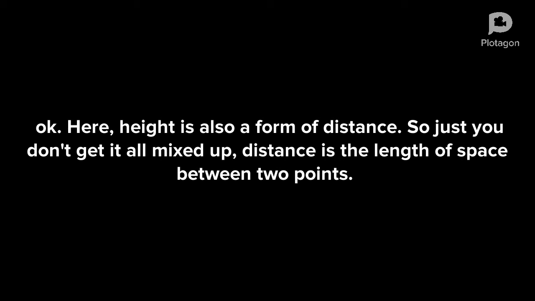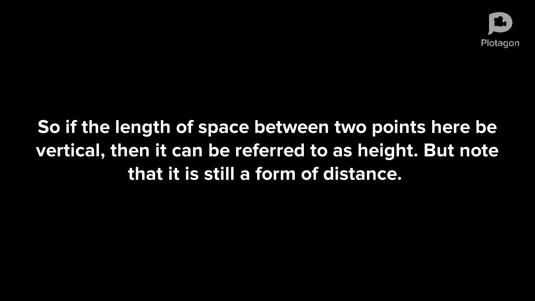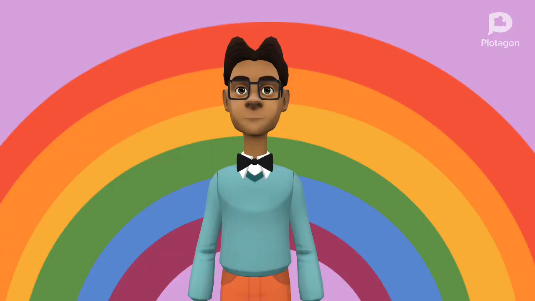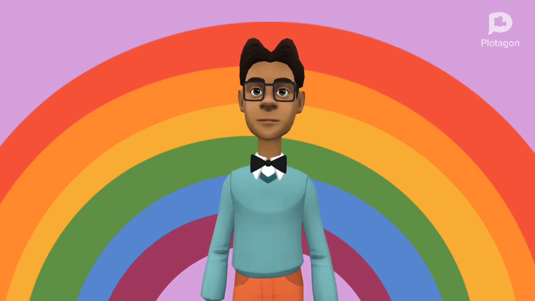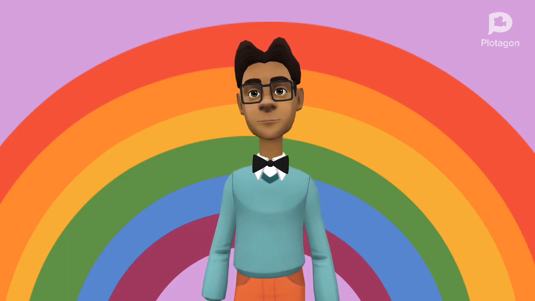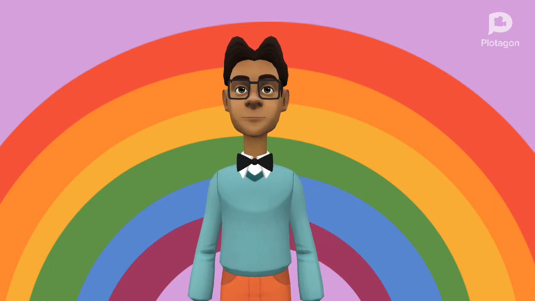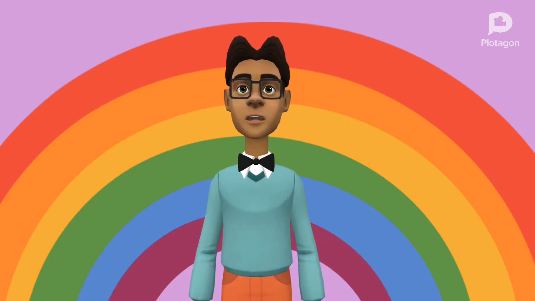So that you don't get it all mixed up, distance is the length of space between 2 points. So if the length of space between 2 points here is vertical, then it can be referred to as height. But note that it is still a form of distance. So work done here becomes m times g times h. That is mass times gravity times height. mgh. So now let's take a quick example on this.